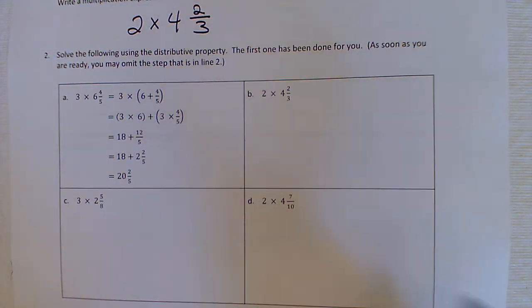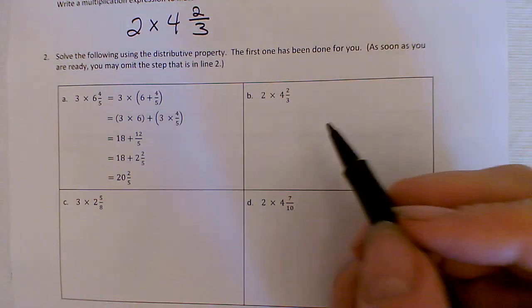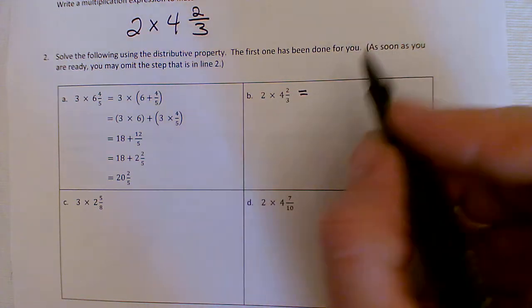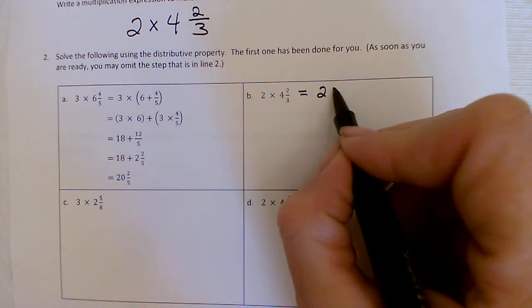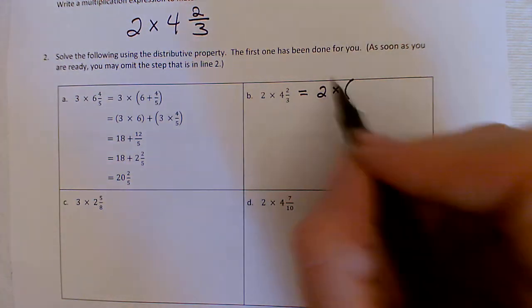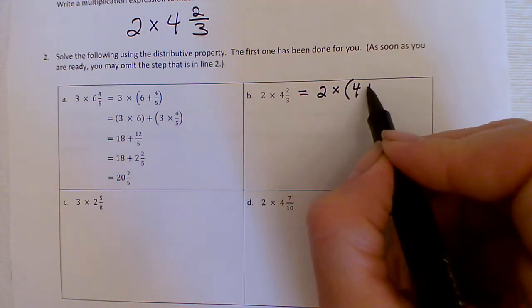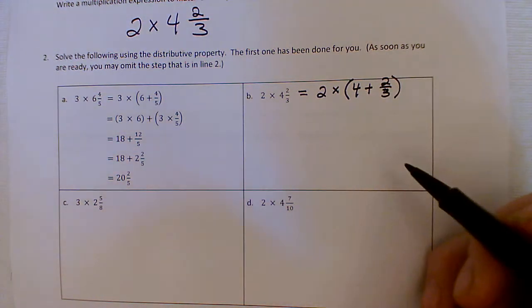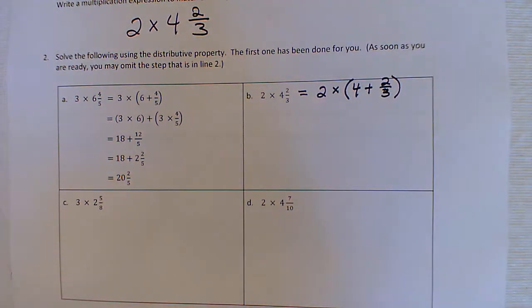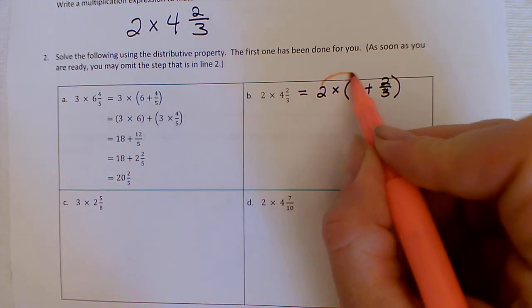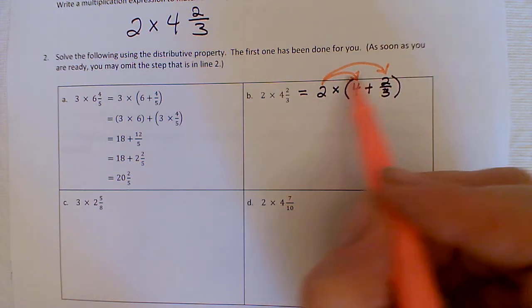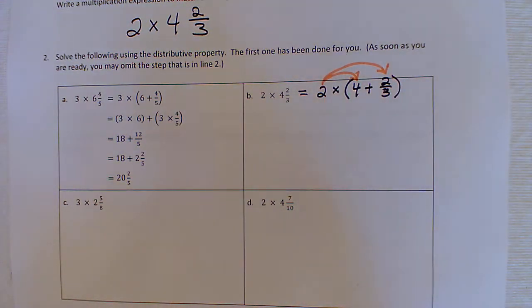Okay, so let's do this one together. Again, the first step is to show us pulling apart or decomposing 4 2/3. So we're going to have 2 times, but we still have to show that it's one piece: 4 plus 2/3. Now we're going to do the distributive property. We're going to distribute this 2 times across the 4 and the 2/3. So we're going to do 2 times 4 and 2 times 2/3, and we have to add those together.